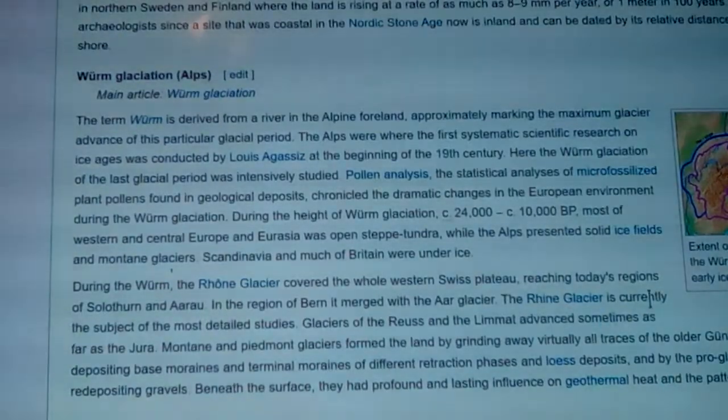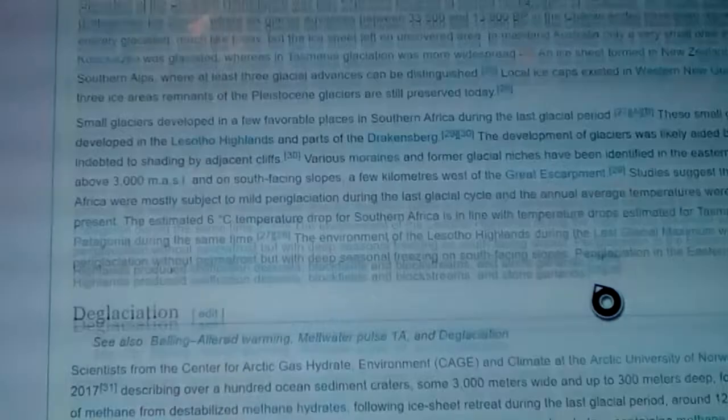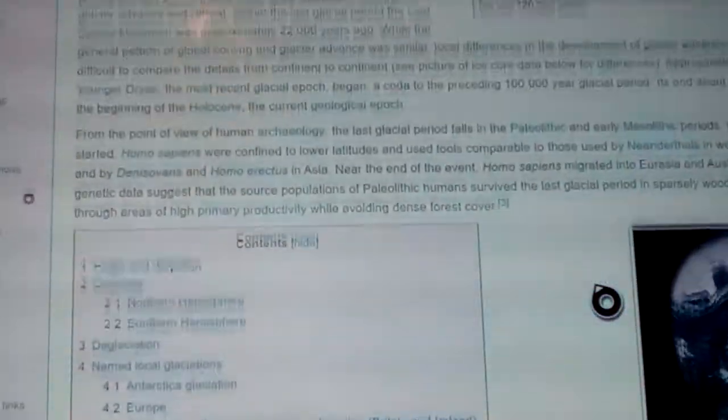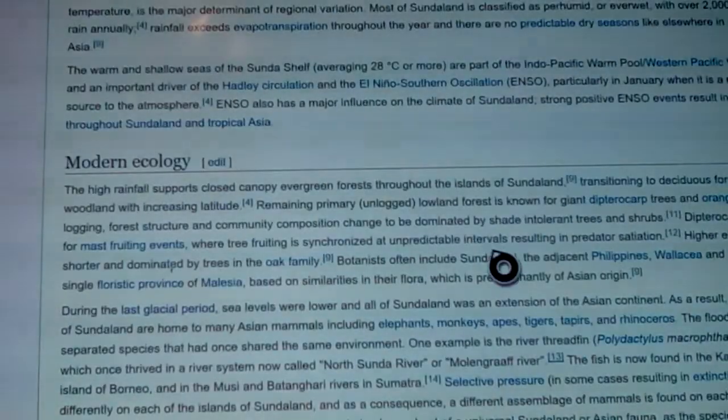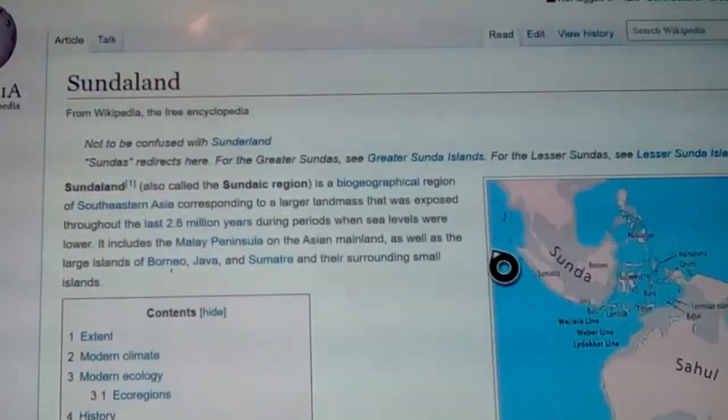Yeah, and the Alpine glaciation they call the Würm, and it has to do with dragons and ice dragons and things like that. I'd like to get into that part of the story because you know I'm all about that. But we're going to go on. We're going to come out of the last glacial period here. And so, what was I going to look at?